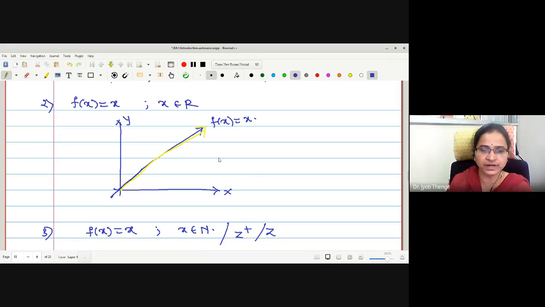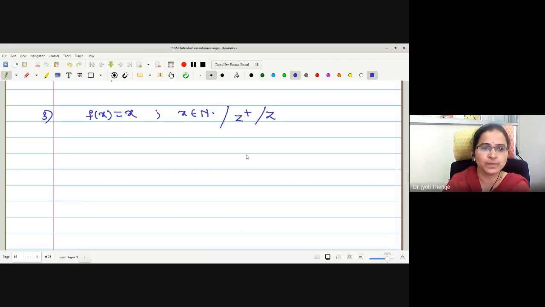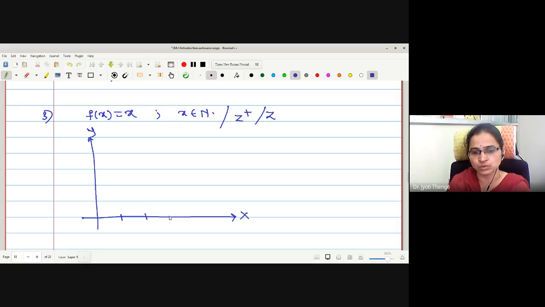What kind of graph will it take then? f of x is x for all x in Z, or Z plus, or N, anything you can consider. Correct now? This is the x axis, this is the y axis. We are saying f of x is equal to x for x in N. For N I will draw 1, 2, 3, 4 and 5 and continue. These are the points of your domain.